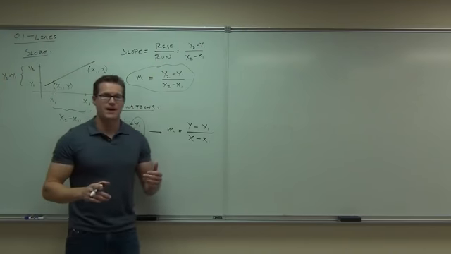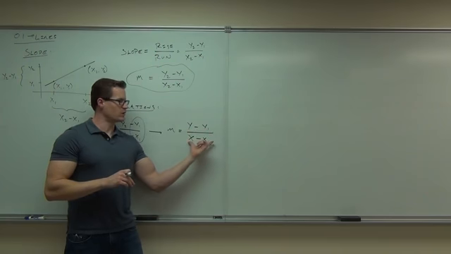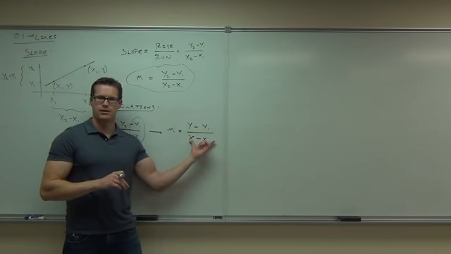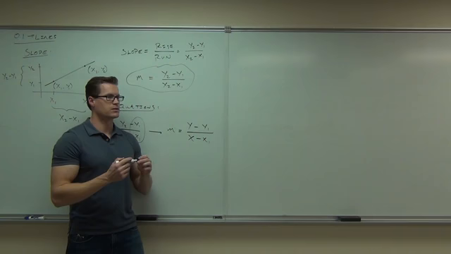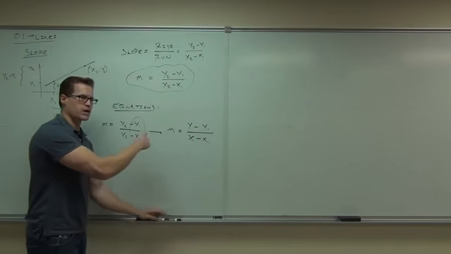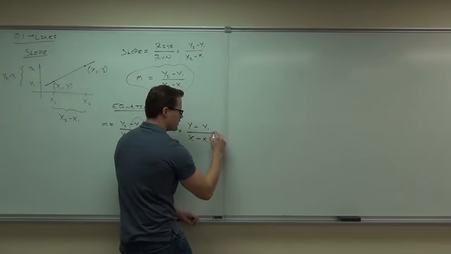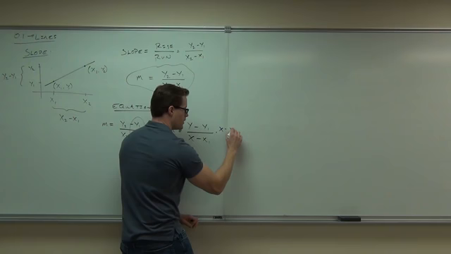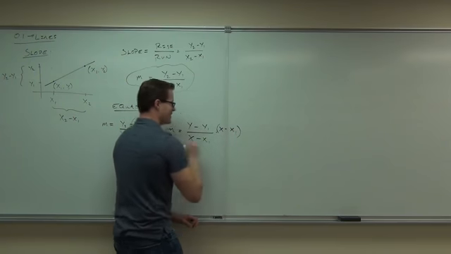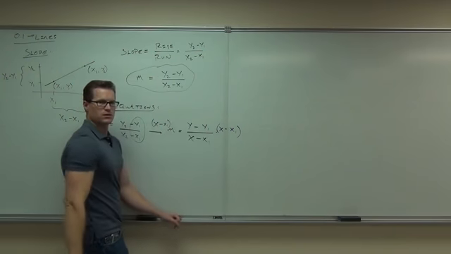Now here's the cool thing. Is there a way that you can solve for y minus y1? How would you get rid of this denominator? Multiply it. On one side or both sides? So if I multiply this by x minus x1, and over here, x minus x1. Is this gone?